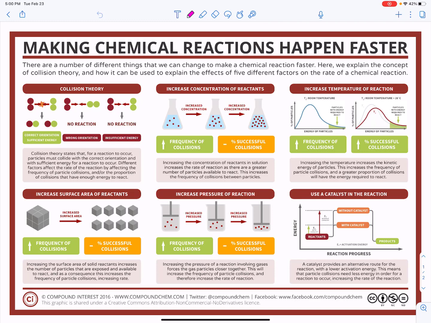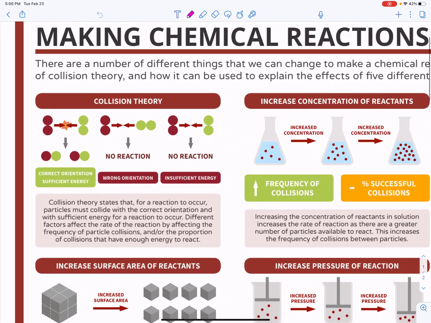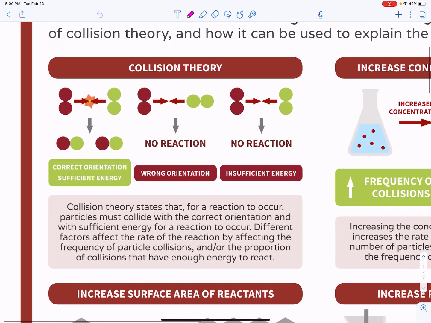So I love this infographic. This infographic is from compoundchem.com. I obviously did not make it. You can see the information at the bottom. But I wanted to focus on each little part of this infographic and talk about how that helps make reactions happen faster. So first off, let's zoom in on collision theory.